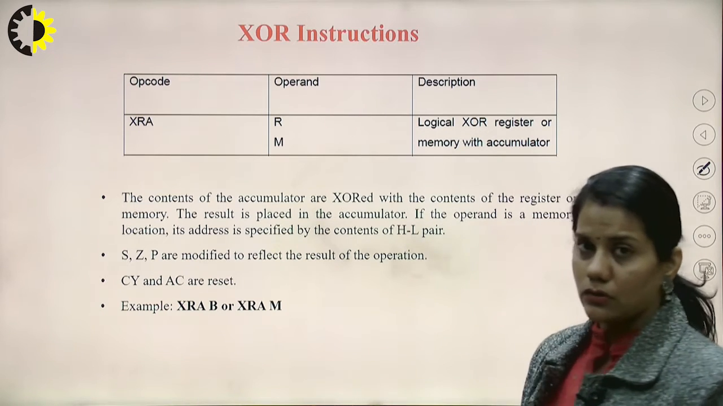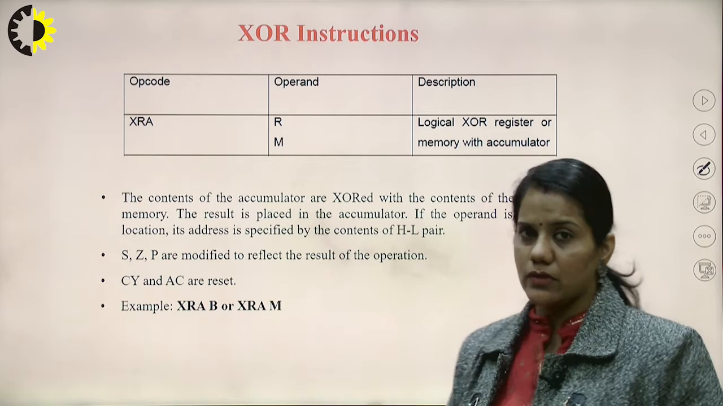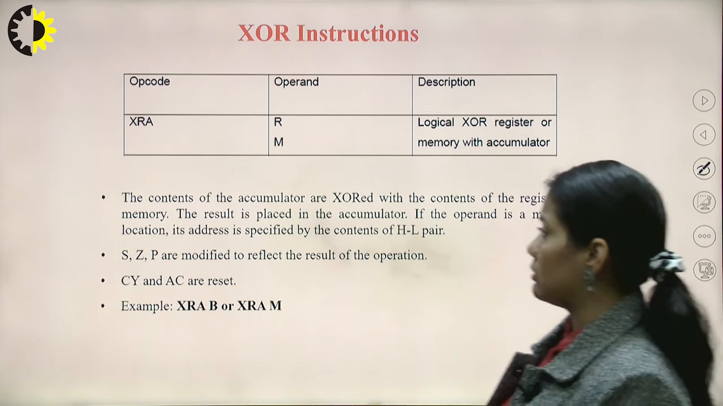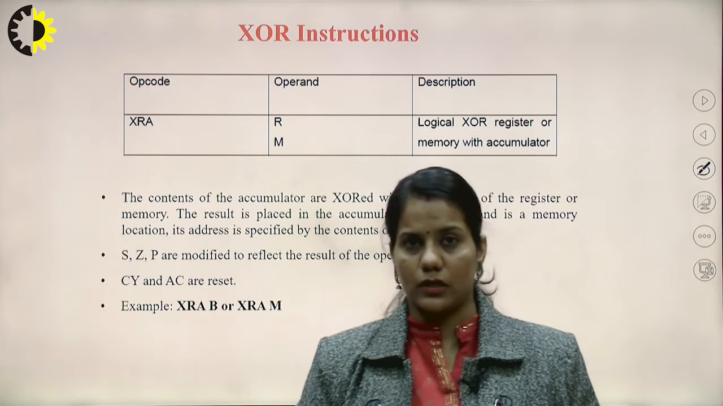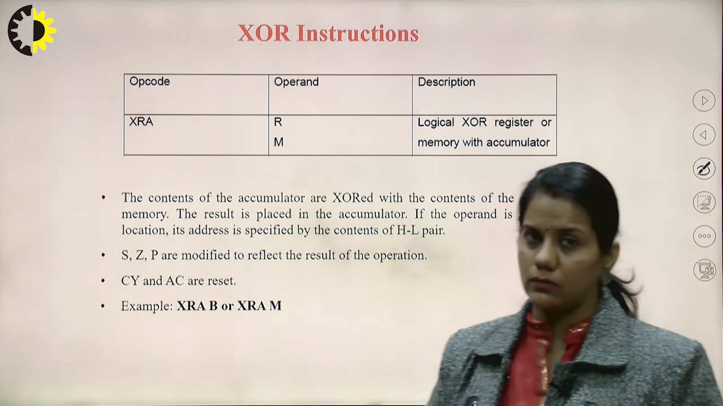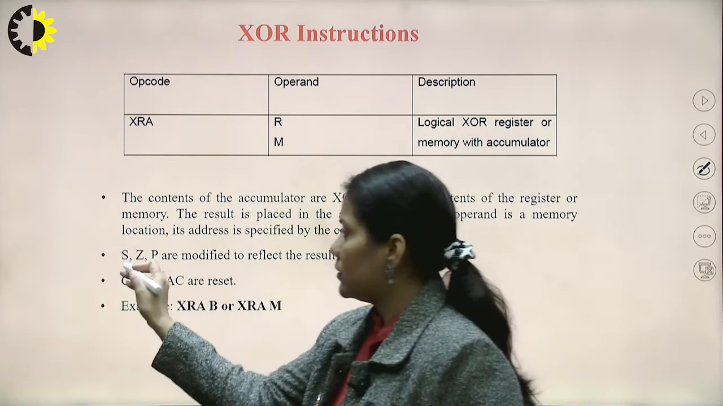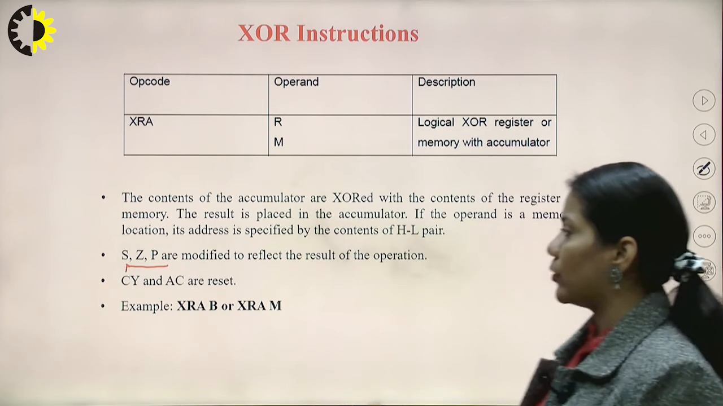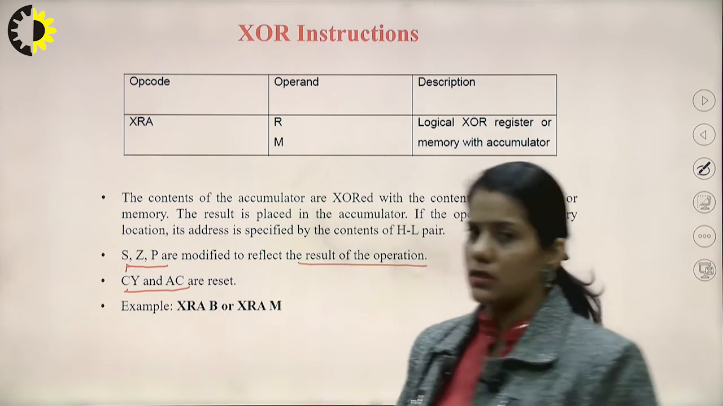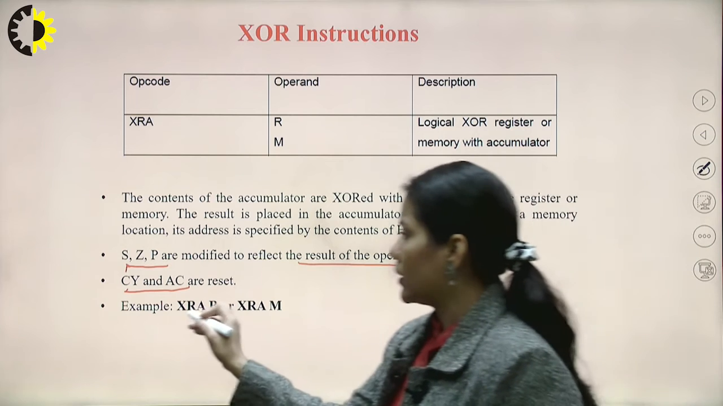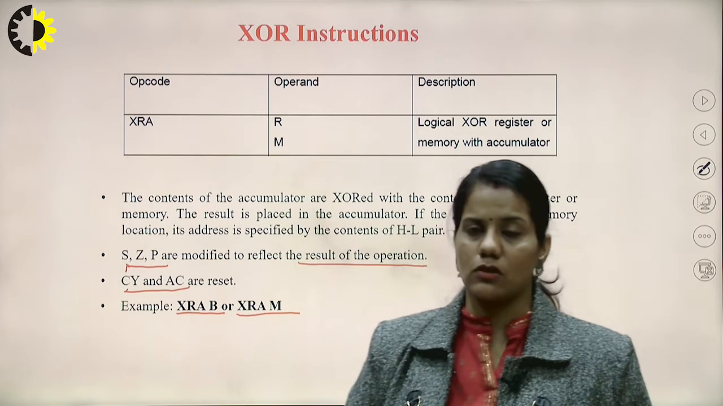XRA is the instruction. Operands are R and M. Similar to the previous two instructions, this instruction also XORs the contents of a register or the memory location with the contents of accumulator, and the result is placed in the accumulator. Sign, zero and parity, these three flags are modified according to the result of the operation. Carry and auxiliary carry, both these flags are reset. XRA B and XRA M are the examples of this instruction.